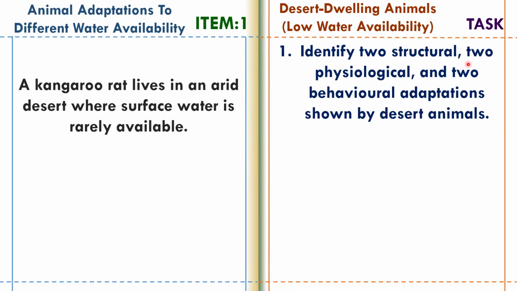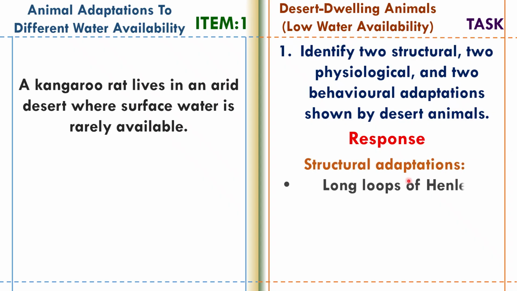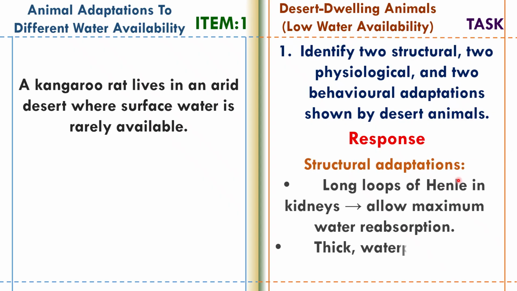Identify 2 structural, 2 physiological, and 2 behavior adaptations shown by desert animals. Structural adaptations: long loop of Henle in the kidneys, which allows maximum water reabsorption; thick waterproof skin or fur, which reduces evaporation.